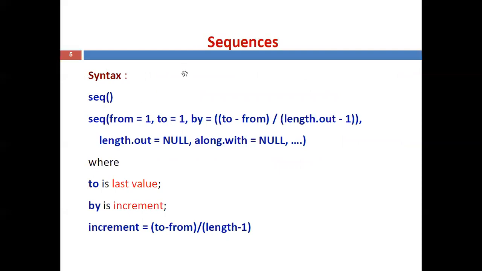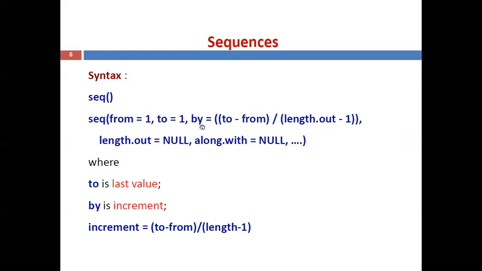Then coming to the syntax of creating a sequence in R software. Here we use the command seq, with all small letters, with function brackets. The various arguments of this sequence function are, first, the from value, by default let us take 1. The second argument is to, the end value, by default 1. The from is the start value. Then there is by, the increment of the sequence.